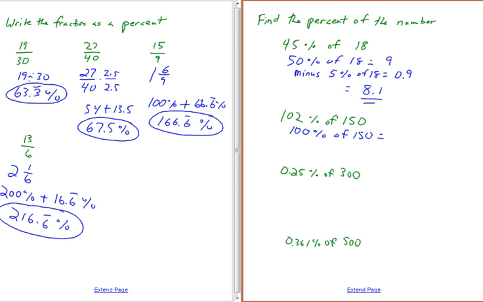So do this with 100% of 150, which is what? 150. Plus 2 times 1% of 150. 1% of 150 is what? 1.5. So 2 of those can be 3. So this equals what? 153.